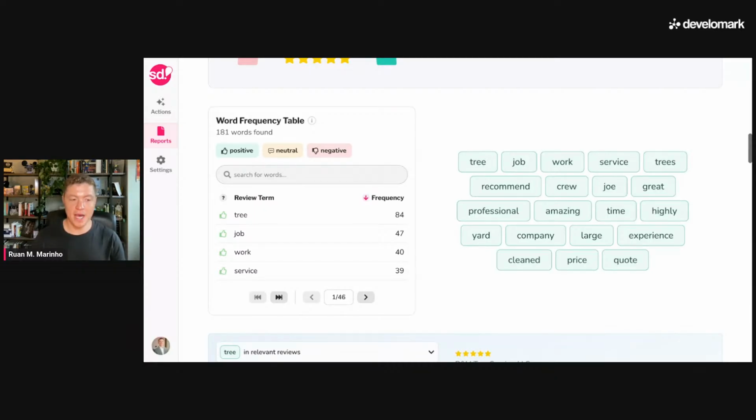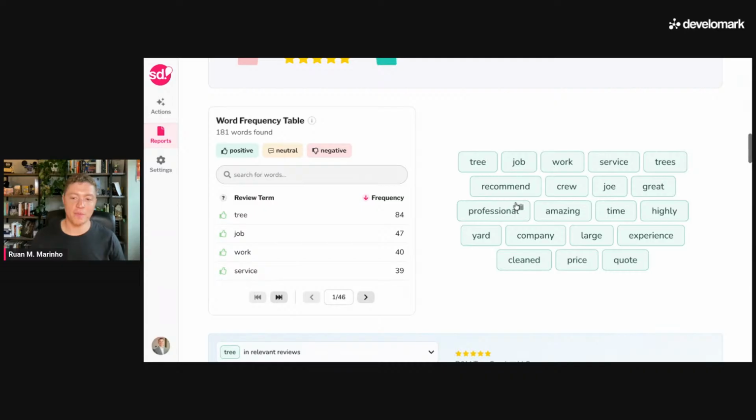We want to make sure that we highlight their services. We want to make sure that we talk about how they're being recommended. That is one thing that's being mentioned often. We want to talk about the crew that's actually going to be going out there. You can see that that's there. We want to talk about the owner. The owner is mentioned 29 times in the review profile. So we want to talk about the owner as much as possible.